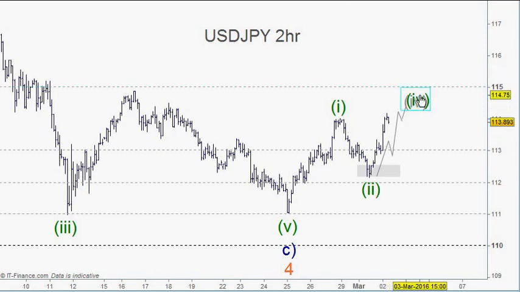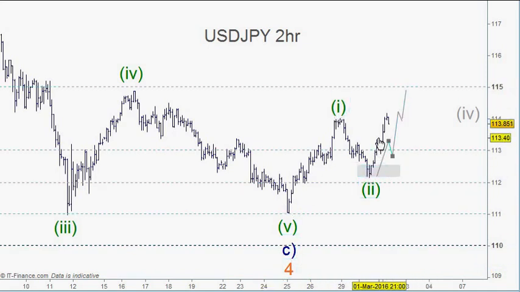But this alternative count that I have here, I'll just leave that to the side, and we'll look at this here. So we'll look for a long trade. This analysis has this wave 4 low in here, and this is wave 1 and 2 and moving up here.